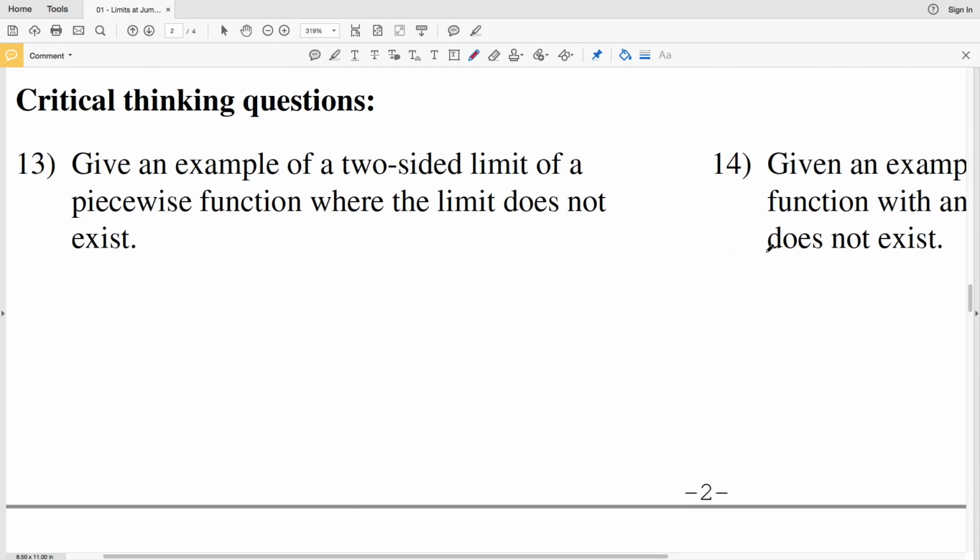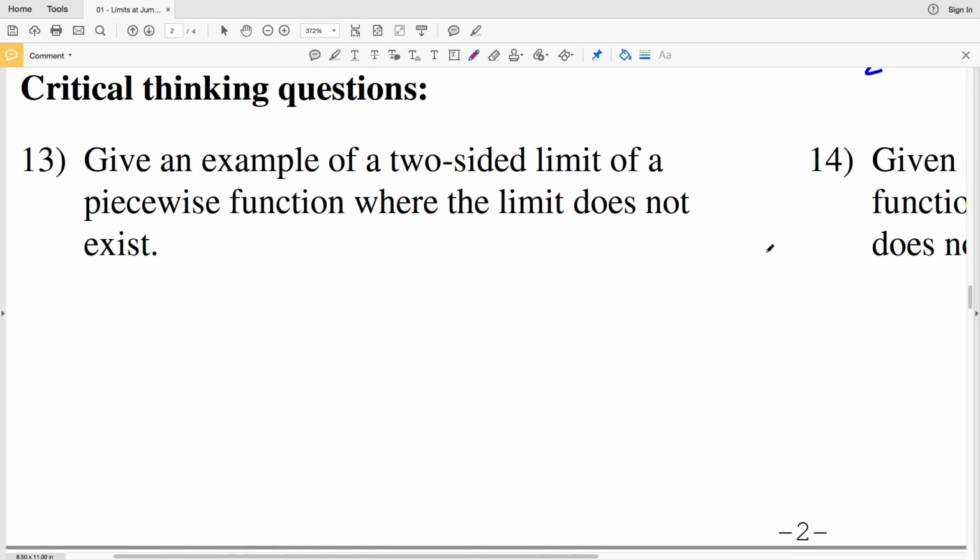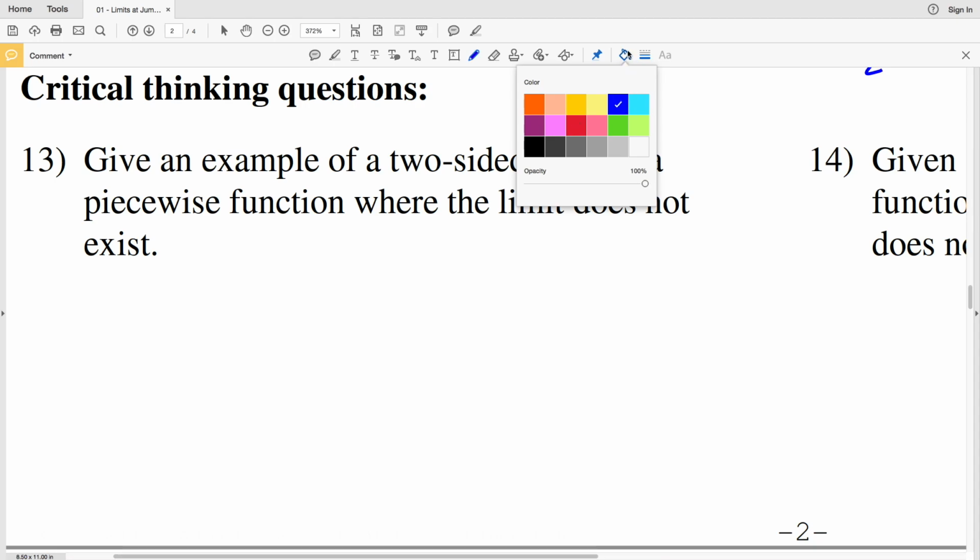Now onto the critical thinking questions. In number 13, it says, give an example of a two-sided limit of a piecewise function where the limit does not exist. Well, this one's rather easy. We could just rewrite problem number 4, because that was a piecewise function of a two-sided limit where the limit did not exist. However, let's come up with a new example.